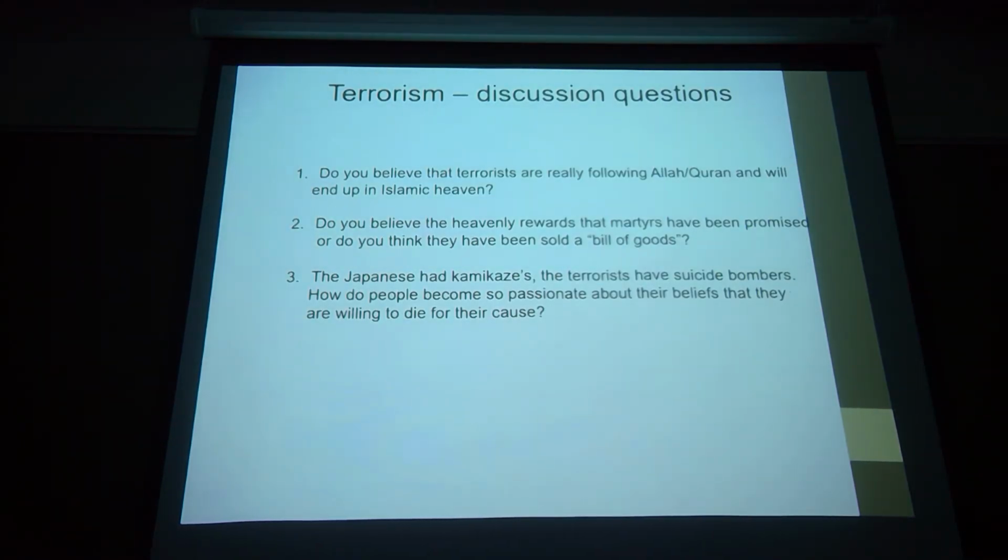Do you believe terrorists who are following Allah and the Quran will end up in heaven? You think terrorists are going to end up there? I personally don't think so.